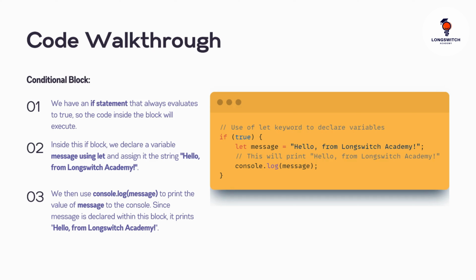Inside this if block, we declare a variable message using let and assign it the string hello from Longswitch Academy. We then use console.log message to print the value of message to the console. Since message is declared within this block, it prints hello from Longswitch Academy.